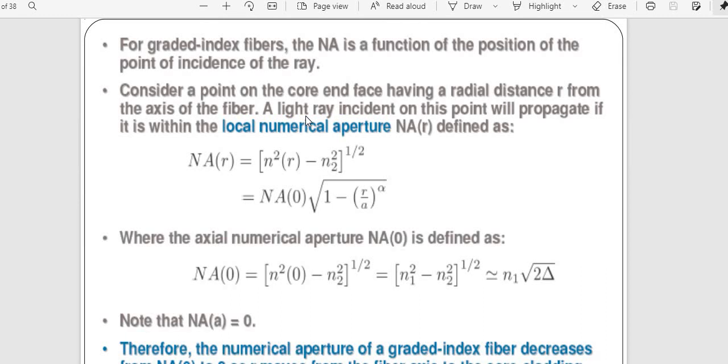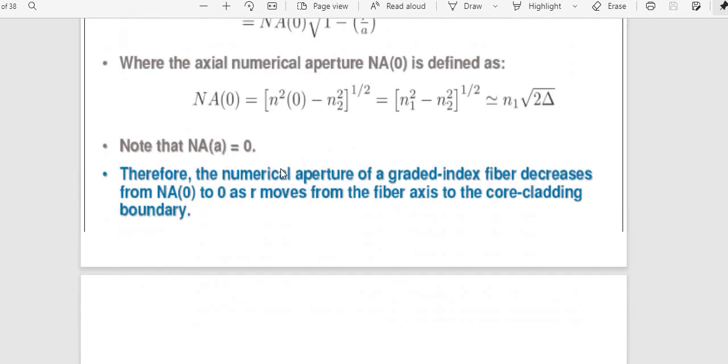After getting numerical aperture, we found it for gradient index fiber, and we found the local numerical aperture. How do we get that? Numerical aperture of r is nothing but the square root of n square of r minus n2 square. What is n square r over here? It is for the core. Core is nothing but n1, and I am replacing that n1 with this particular formula. Whenever we do that, it comes under the numerical aperture for the gradient index. So we have got that gradient index.